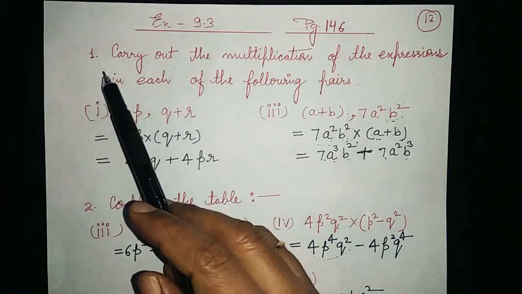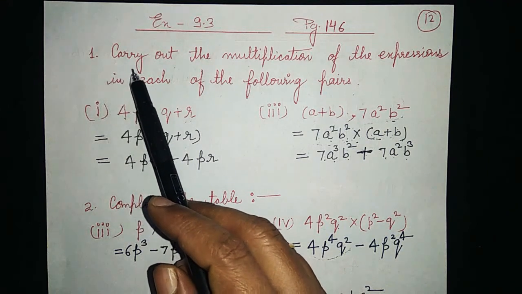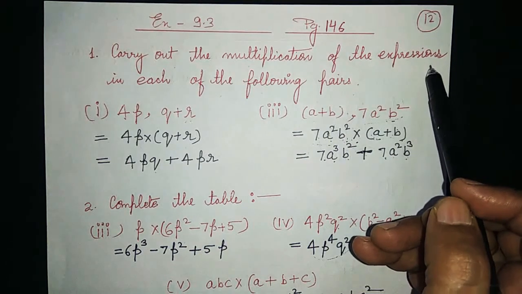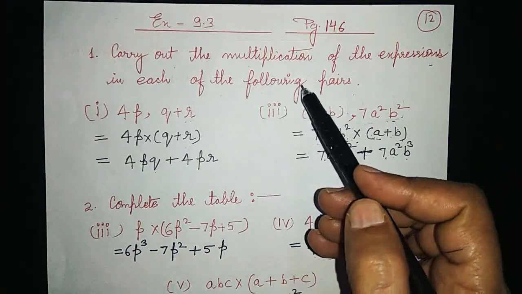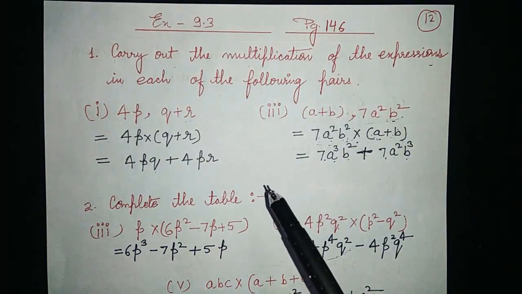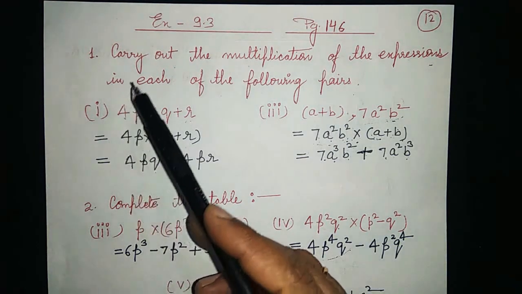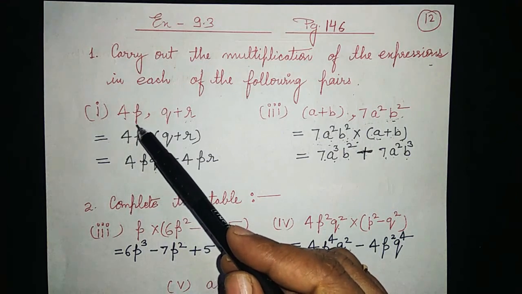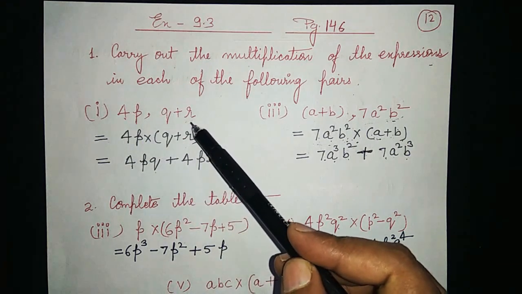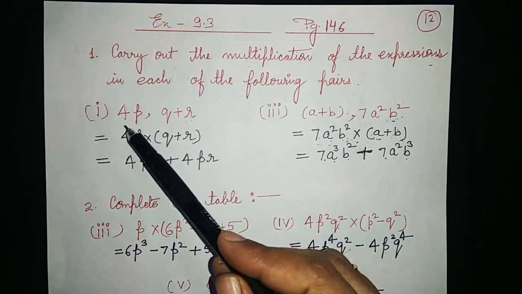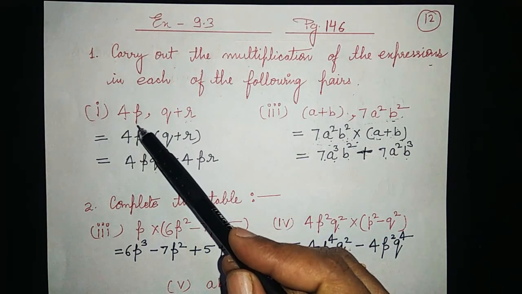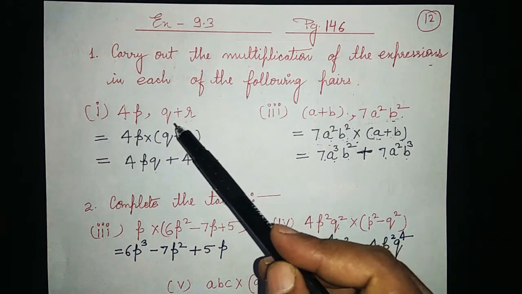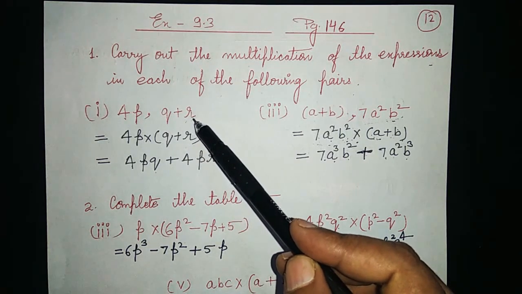Now see the first question of this exercise. Carry out the multiplication of the expressions in each of the following pairs. Here you see the first part of question number 1. Here we have to multiply 4p by q plus r. Here 4p is a monomial and q plus r is a binomial because it has two terms.